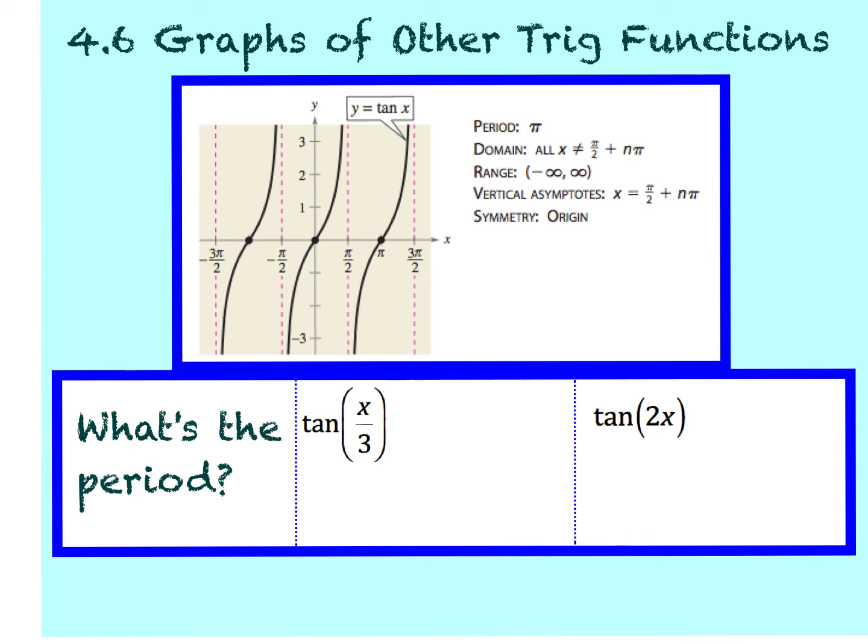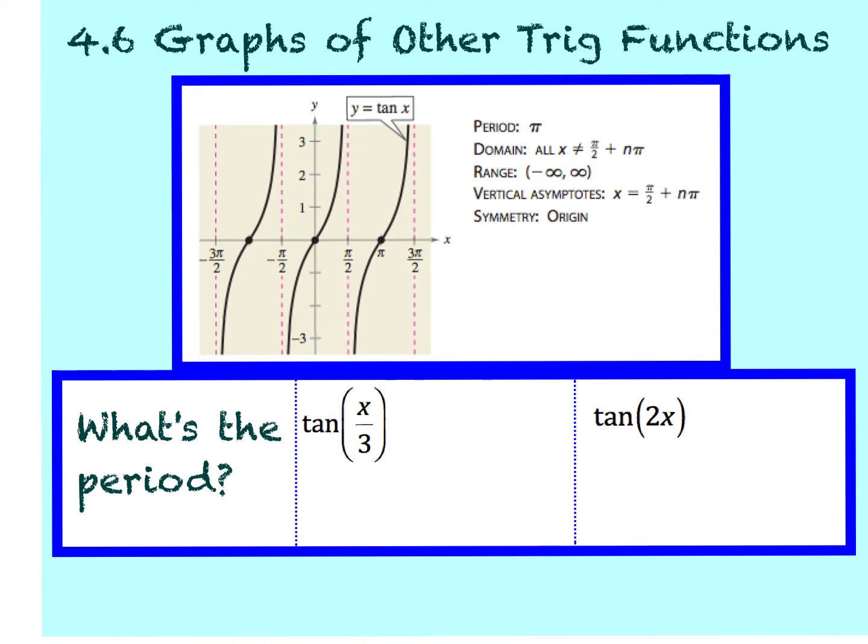4.6 graphs of other trig functions. So what we're going to talk about sine and cosine real quick. Sine, where does it start? At 0. Then it goes up, right? How long does it take to complete its wave? 2 pi. Cosine, where does it start? 1. And then it goes which way? Down. And how long does it take for its period?